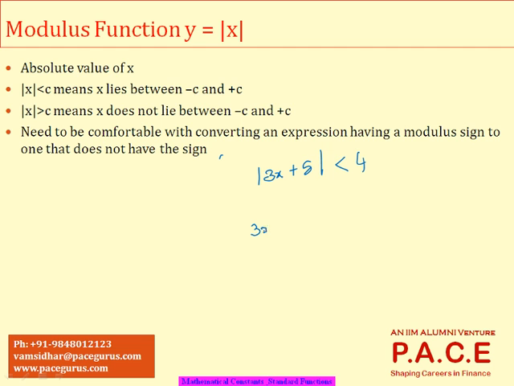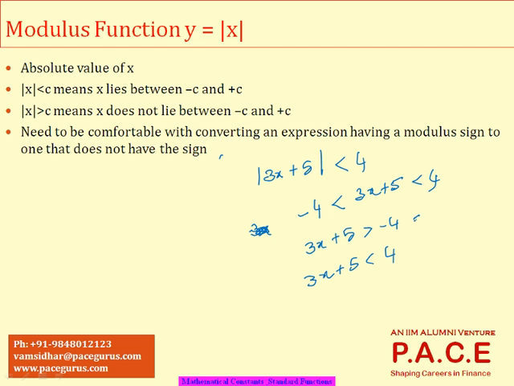A simple way is: 3x plus 5 lies between minus 4 and plus 4. So I will write this as minus 4 less than 3x plus 5 less than plus 4. I can write them as two inequalities. 3x plus 5 is greater than minus 4 is one thing. 3x plus 5 is less than plus 4 is the other.